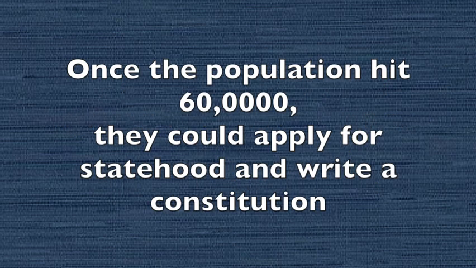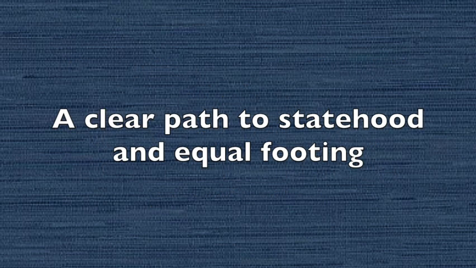And here's an important point. When that population hit 60,000, the territory could apply for statehood and write its own constitution. This gave the territories a clear path to becoming states that were on equal footing with the original 13 states, which was a revolutionary concept at the time.